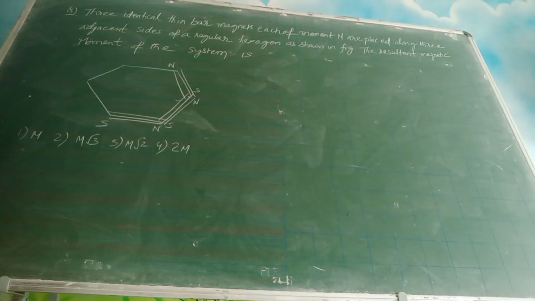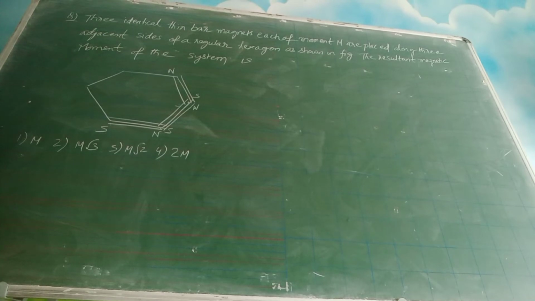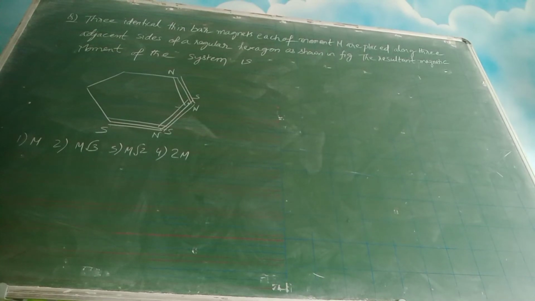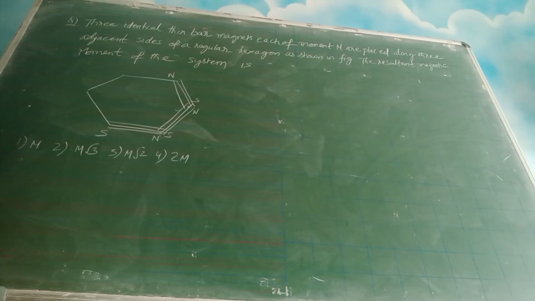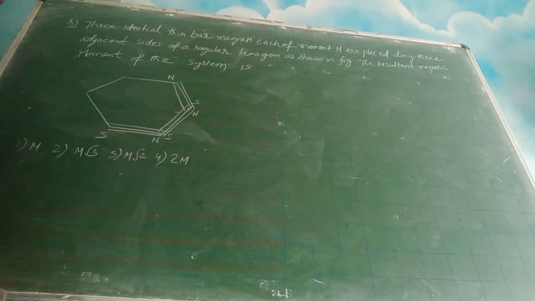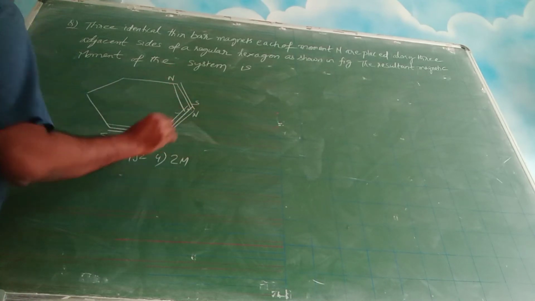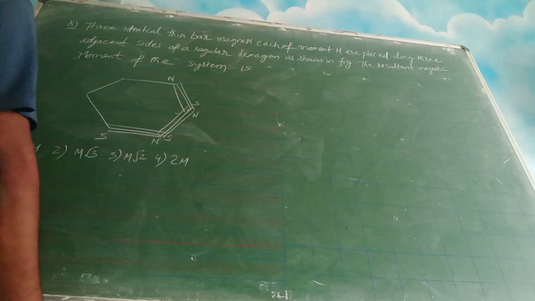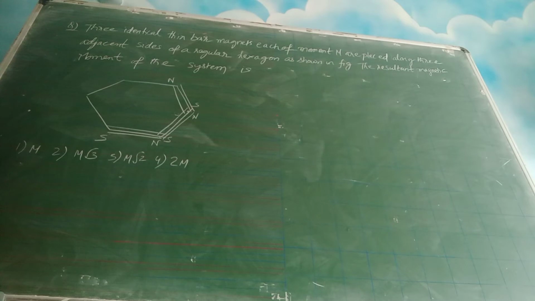Three identical thin bar magnets, each of moment m, are placed along three adjacent sides of a regular hexagon as shown in the figure. The resultant magnetic moment of the system is? You can see that there is a regular hexagon, all sides are equal, and there are three adjacent sides where the magnets are kept. Now you have to find the resultant moment of the system.